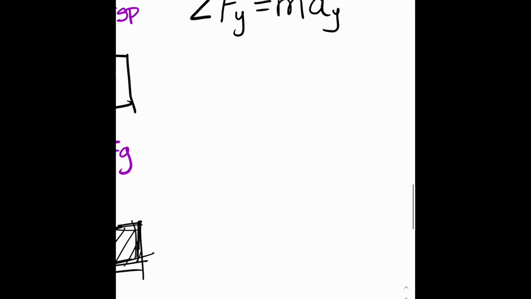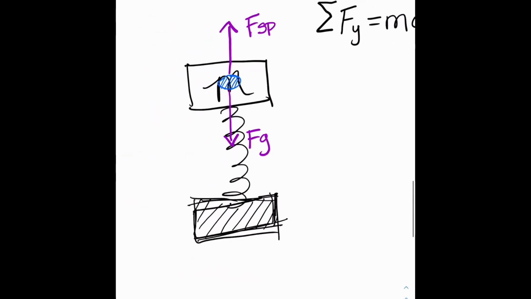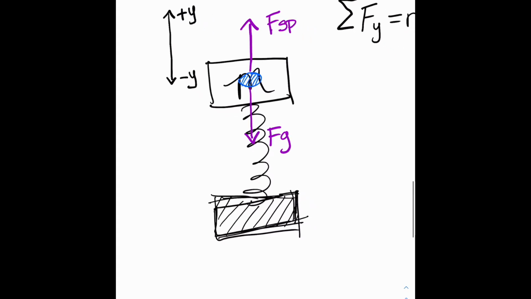Okay, then we assign a coordinate axis. So we have to decide, what does up and down in the y direction mean? And we'll just stick with what it normally means, which is up is positive y and down is negative y. So we'll write that in. That's just our coordinate system. If you want to write the x direction in, you can as well, but I don't think we need to.